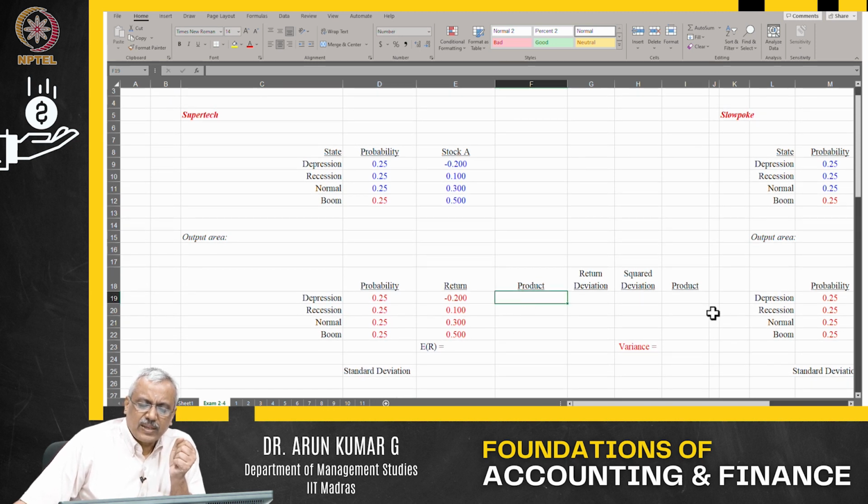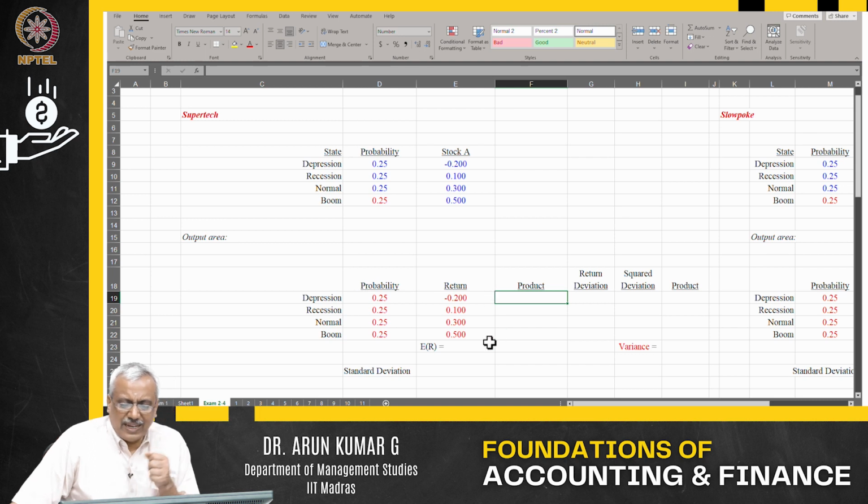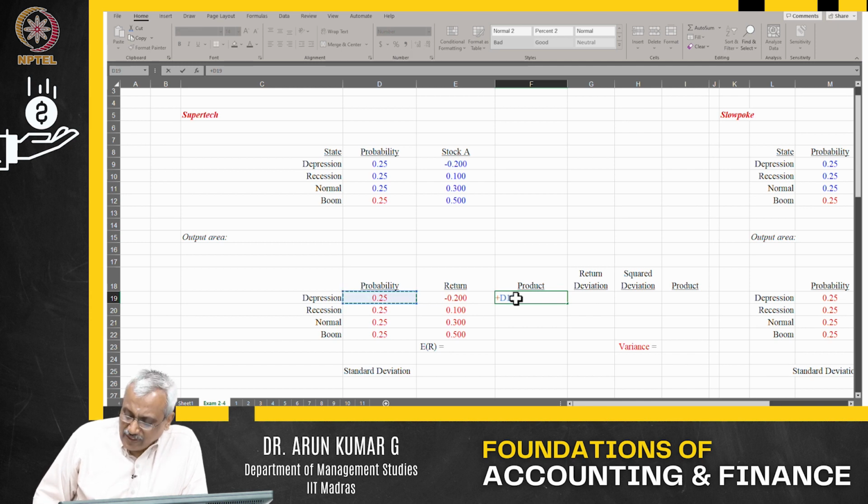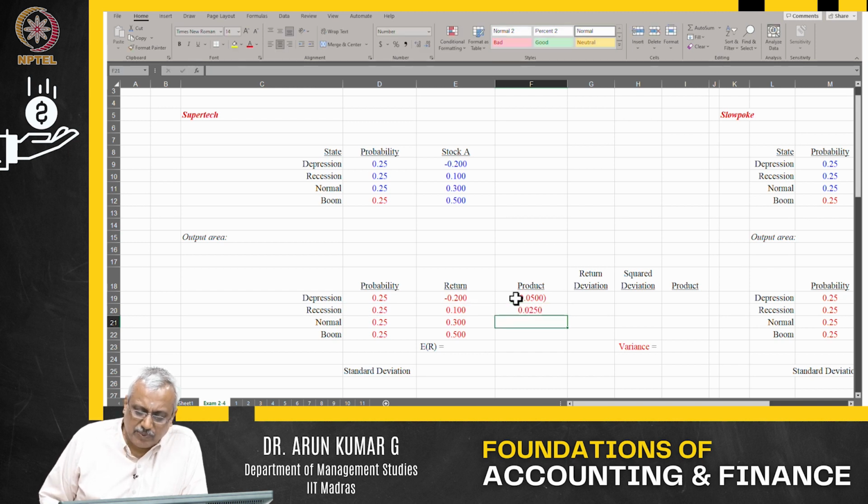First of all, I need to know what is the expected return. As I told you, expected return is the probability of each of the states occurring times the return in that particular state, the summation of all that. That is, there is a 25% probability that depression will occur, and if depression occurs, a negative 20% is the kind of return I am going to earn. For each of these states I am just multiplying and putting it out here. So, expected return is nothing but a summation of all these states, and this is my expected return.